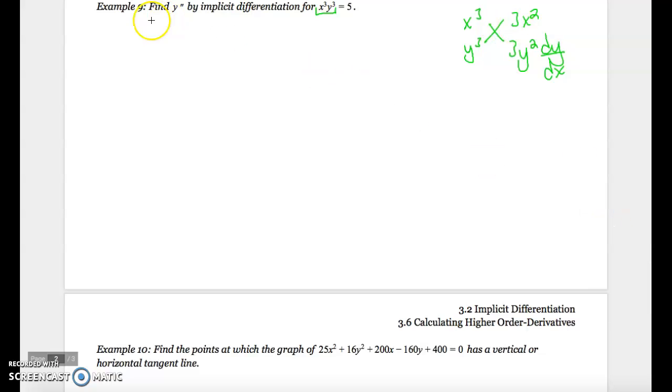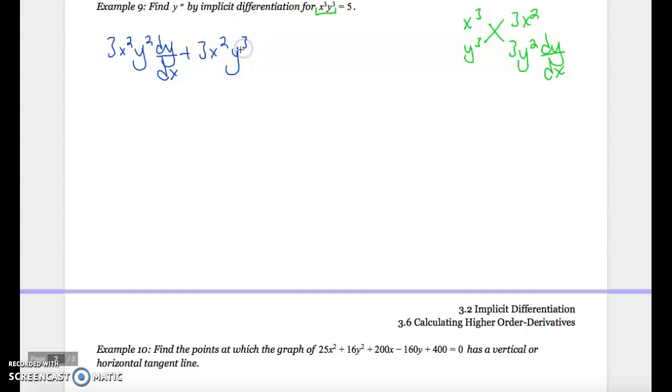And then, crisscross applesauce, on the left-hand side we would have 3x squared y cubed plus 3x cubed y squared dy/dx. There we go. And then on the right-hand side, we get 0 because the derivative of 5 is 0. So now let's subtract this piece over. We'll get 3x cubed y squared dy/dx equals negative 3x squared y cubed. And then we divide by this stuff, so we get dy/dx by itself.